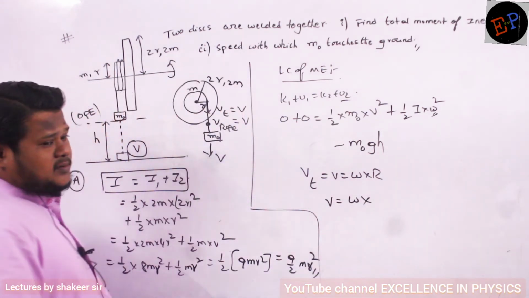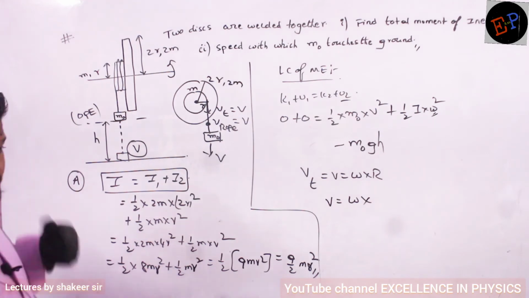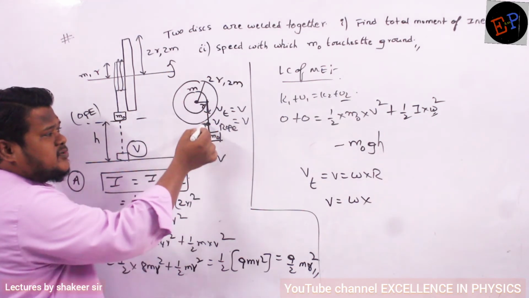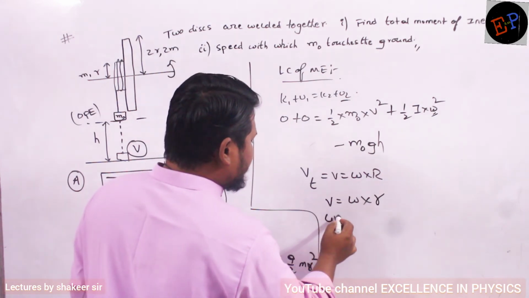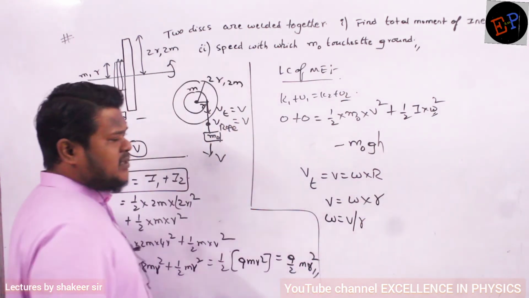R means smaller or 2r? Smaller only, because the rope is attached to the smaller disc. So I will write small r. So therefore what is the omega value? Omega is equal to v divided by r.